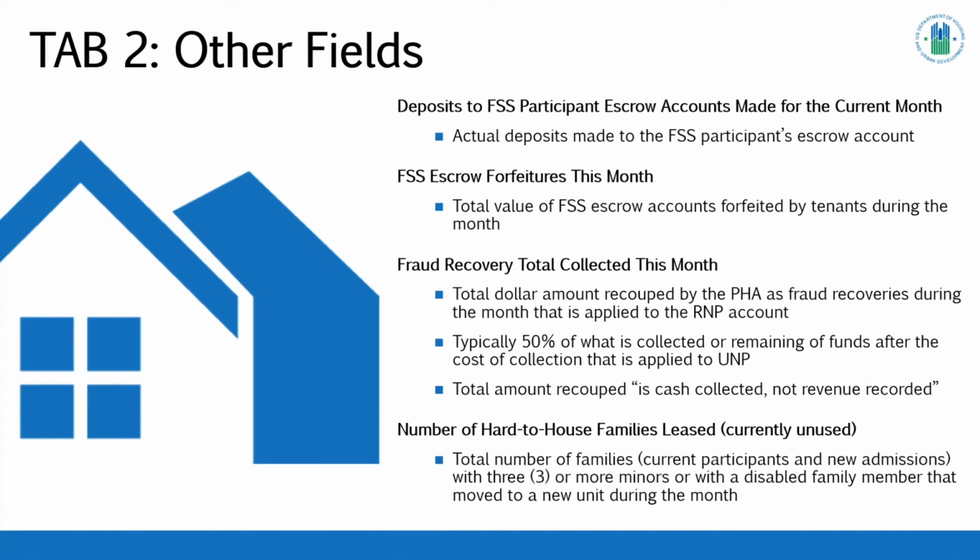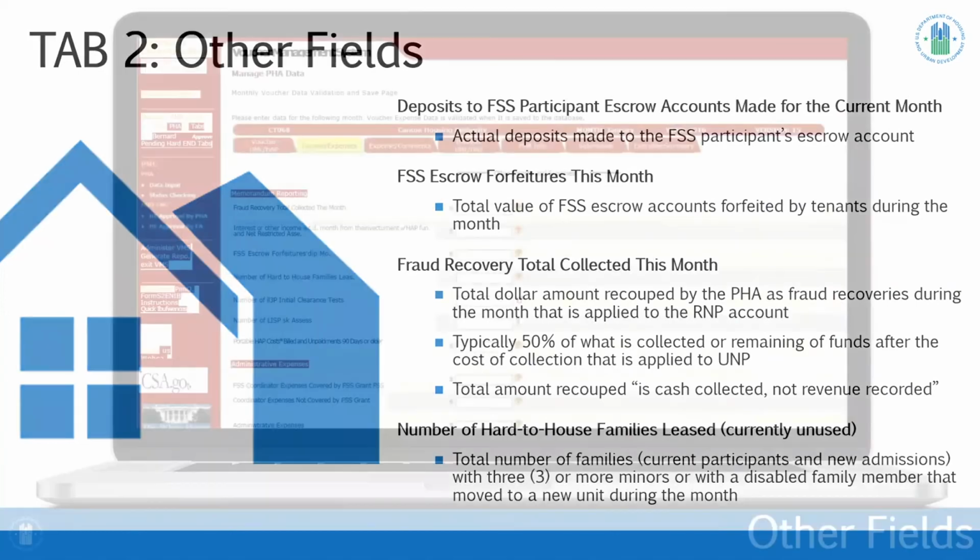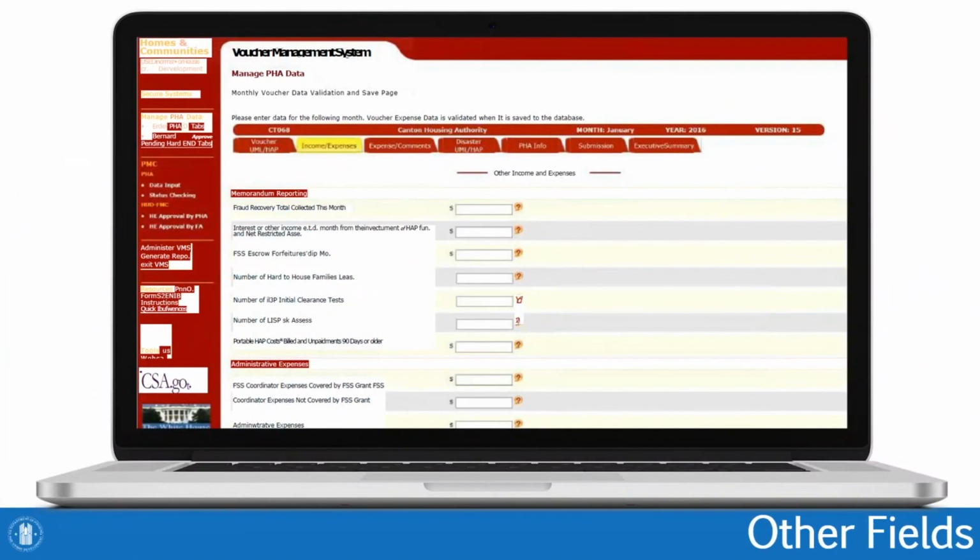Number of hard-to-house families leased. This represents the number of families with 3 or more minors or a disabled family member that moved to a new unit during the month. Here's an example of those fields.